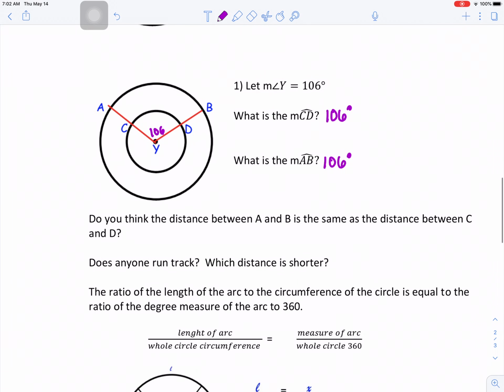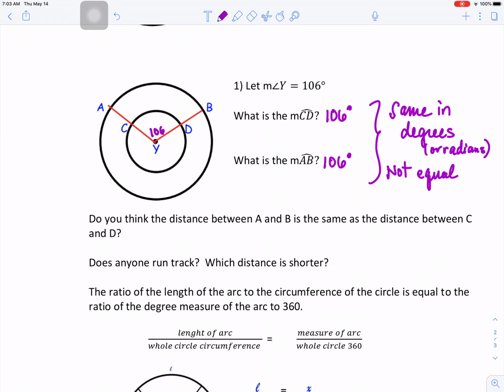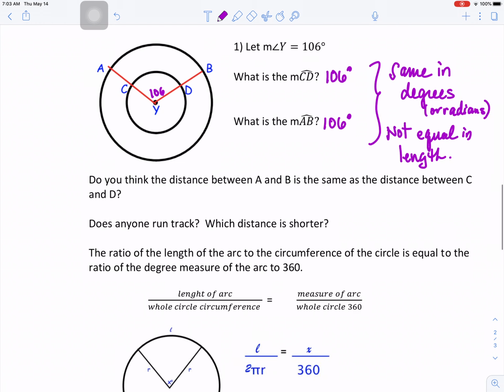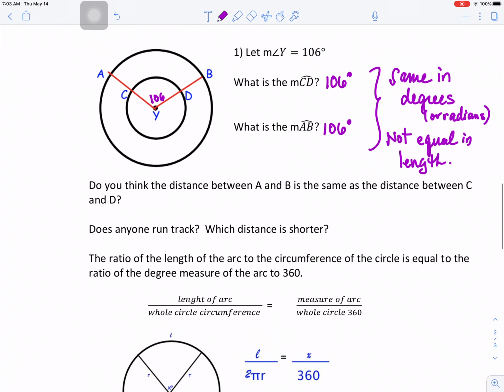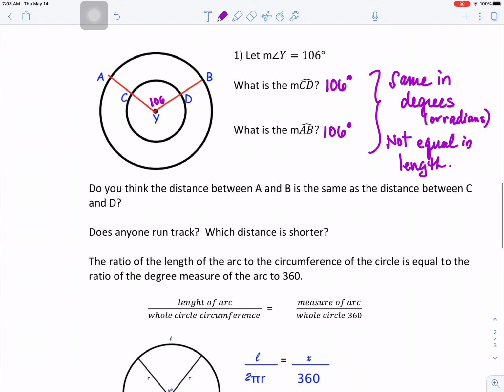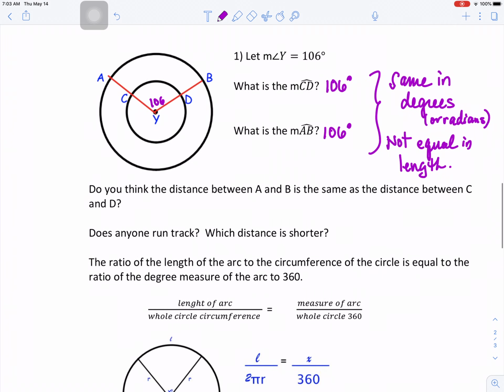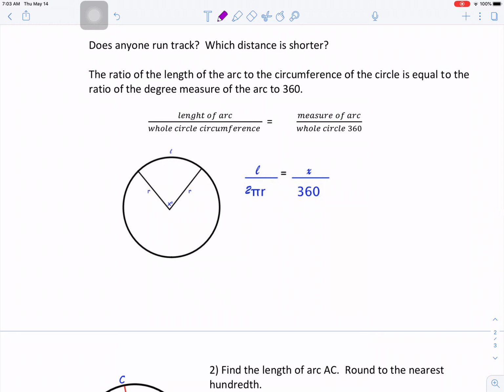Okay? So even though they're the same in degrees or radians, they're not equal in length. So the way we're going to find their distance, because it's not linear, we can't measure it with a segment because it's curved, we're going to use a ratio.